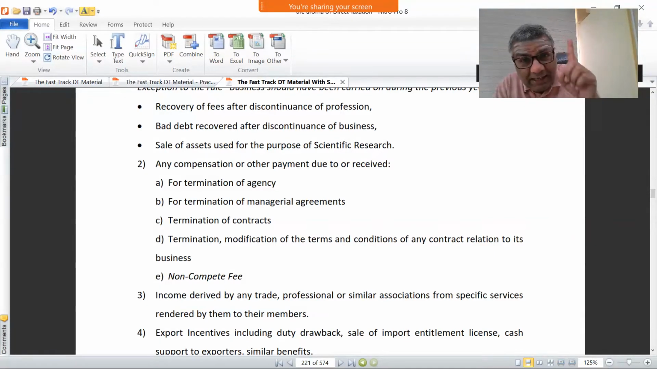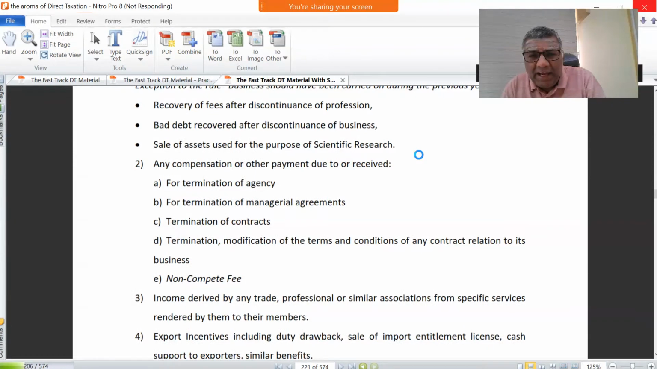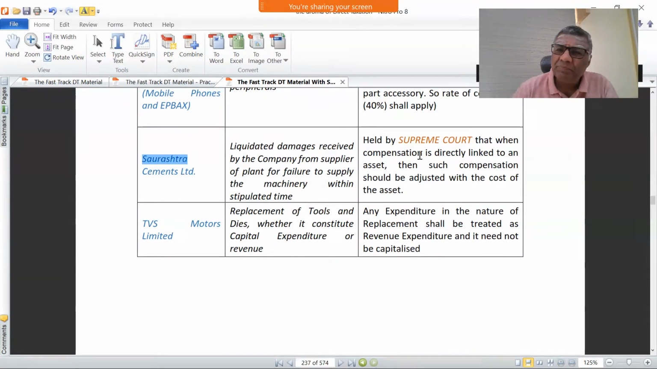it was held that where a compensation is directly linked to an asset, the compensation should be adjusted with the cost of the asset. Liquidated damages paid shall be adjusted with the cost. Saurashtra Cements, page number 296 for you.